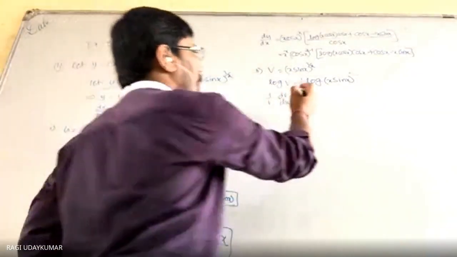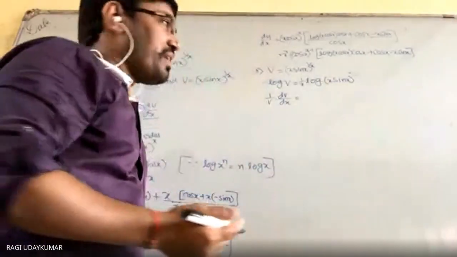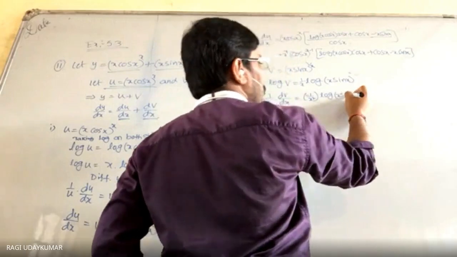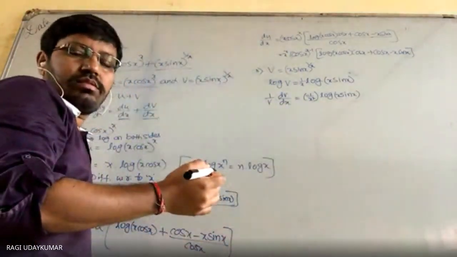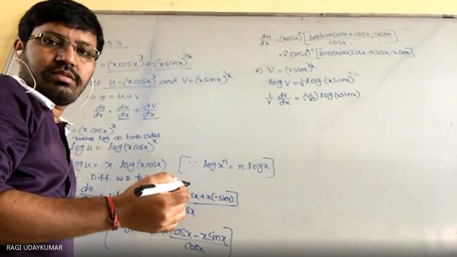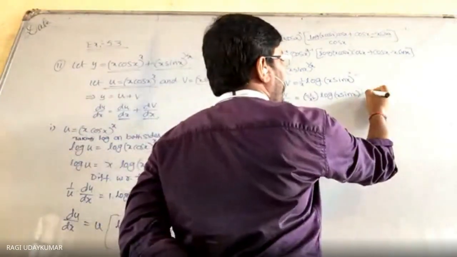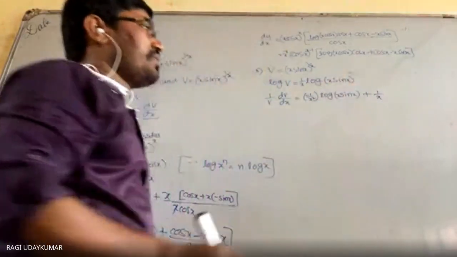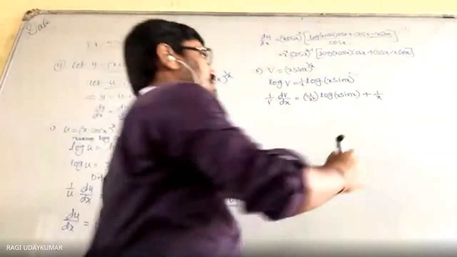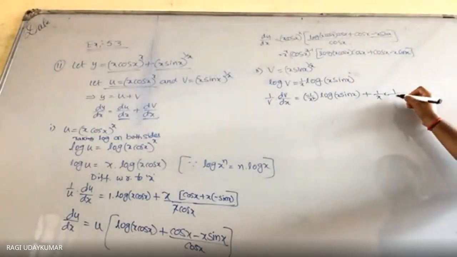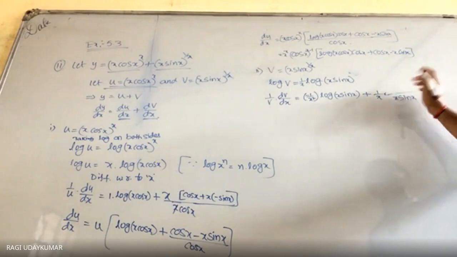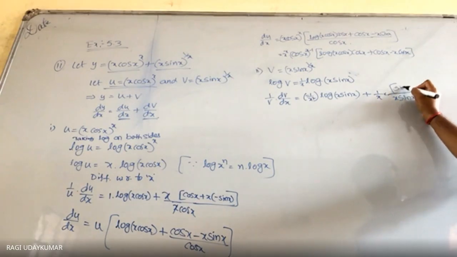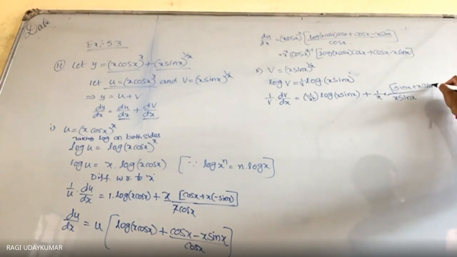So here the differentiation of 1 by x you need to do. The differentiation of 1 by x is minus 1 by x square, and the log of x sin x is as it is. Is it visible to you while I am writing? Now plus 1 by x you keep as it is, and you have to do the differentiation of log of x sin x. The differentiation of log of x sin x is 1 by x sin x, and x sin x again you have to differentiate. The differentiation of x sin x is sin x plus x, and the differentiation of sin x is cos x.